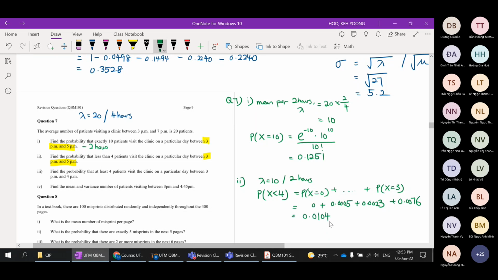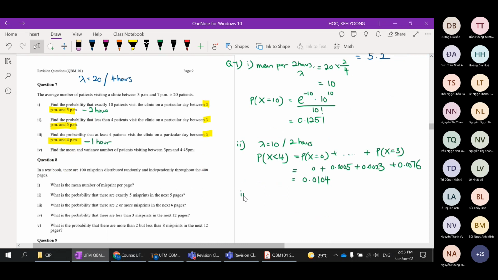All right. Okay, next question. At least 4 patients, but what is the time period here? 3 and 4 p.m. So now you have only 1 hour. Okay, then you need to adjust the lambda again, right?